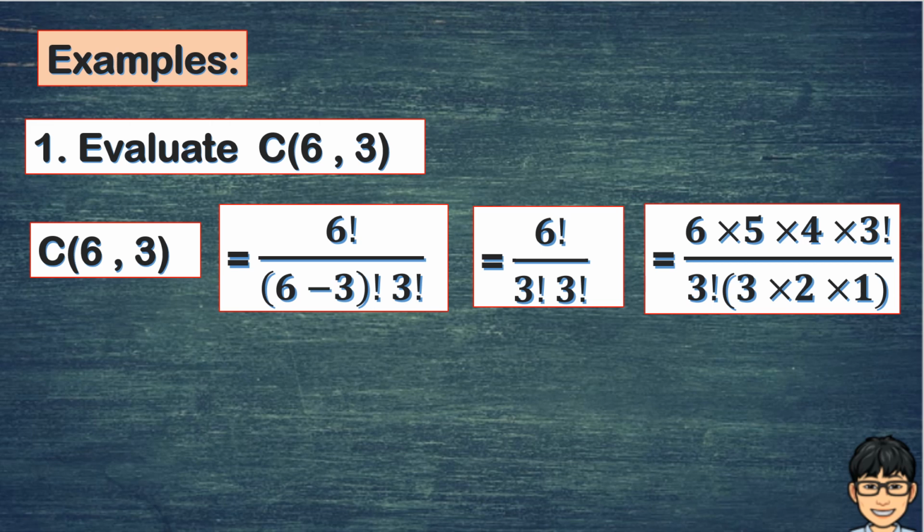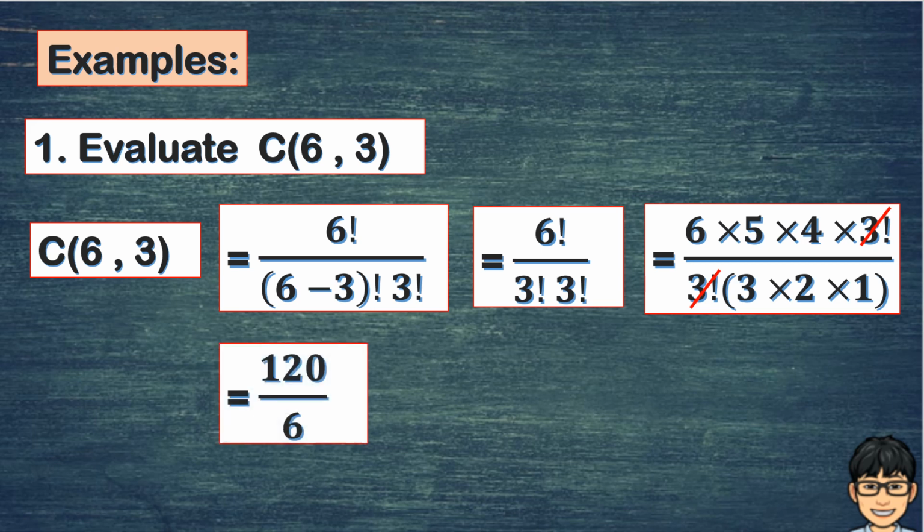In this case, pareho silang 3 factorial. Kaya stop tayo sa 3 factorial. Then, let us now cancel out 3 factorial. Multiply natin yung natira sa numerator at multiply din natin yung natira sa denominator. So we have 120 divided by 6, which is equal to 20.